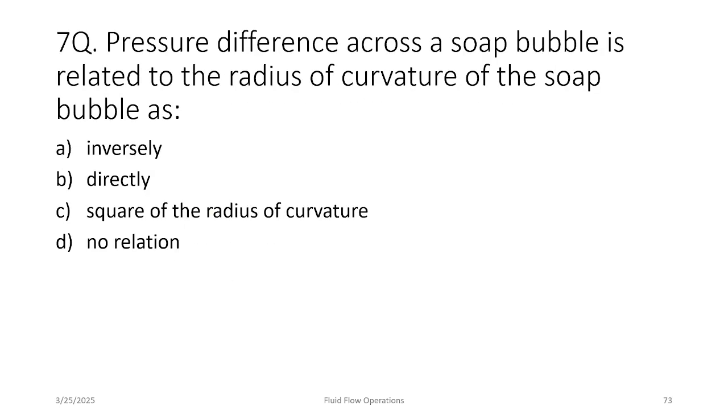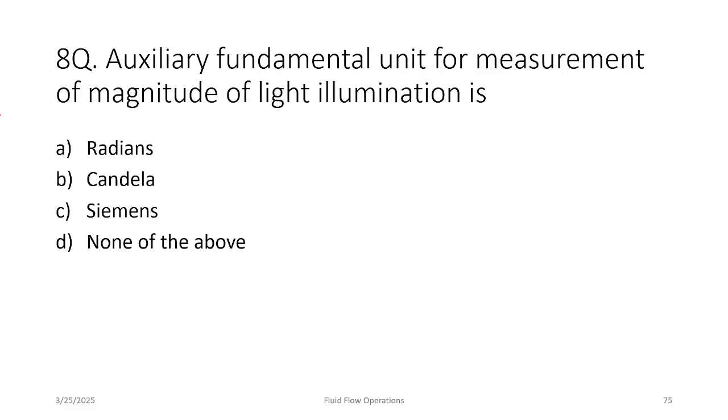Okay. So coming to seventh question, pressure difference across a soap bubble is related to the radius of curvature of the soap bubble as: option A, inversely, option B, directly, option C, square of the radius of curvature, option D, no relation. So what is the relation? It is inversely related, option A.